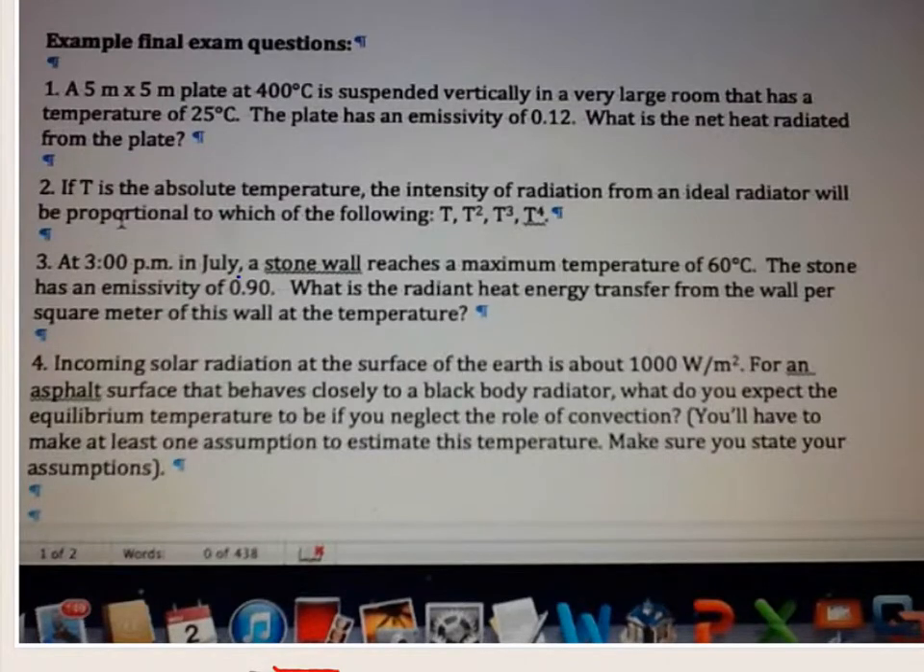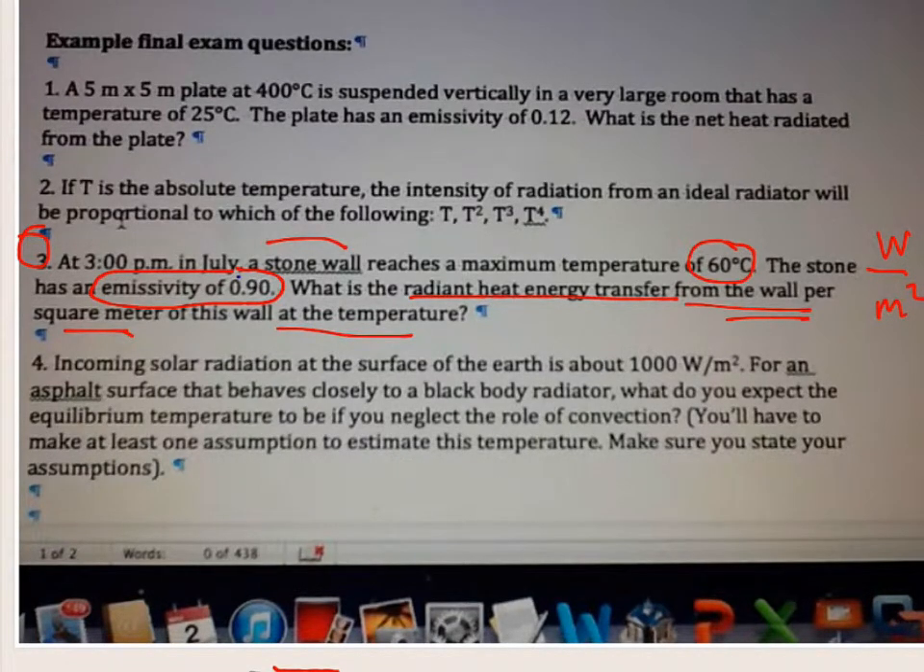Okay, here's our question. We're working on number 3 here. We've got this stone wall, and it tells you the temperature that it reaches, presumably that's steady state, and it gives you the emissivity. And then it asks for the radiant heat transfer from the wall per square meter. So we're looking for something like watts per meter squared. What's interesting, okay, it tells you at that temperature.